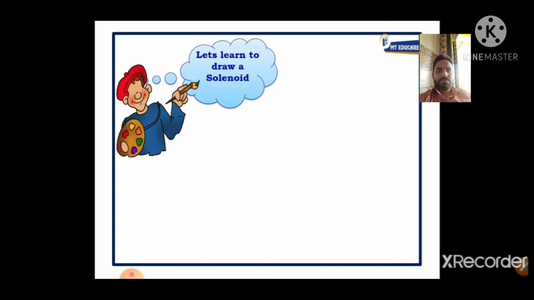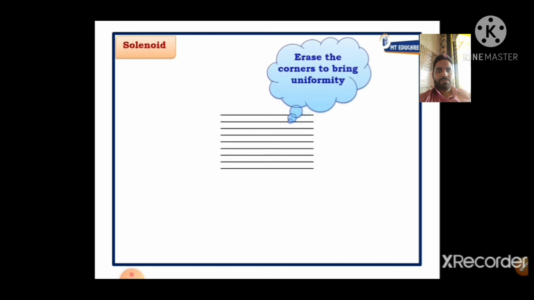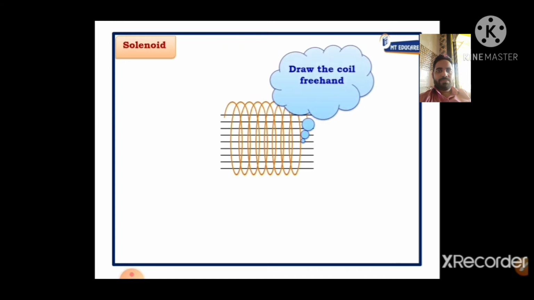Now let us draw the solenoid. How to draw the solenoid? Just see and observe. First draw approximately 9 lines. You can draw more than 9 lines also. It is not compulsory, but you get a proper diagram according to this. The lines should be of 1 or 2 millimeter spacing, not in this way, but in this way properly, of equal measurement, okay. Then draw the coil freehand. You can draw this coiling in this way, freehand.